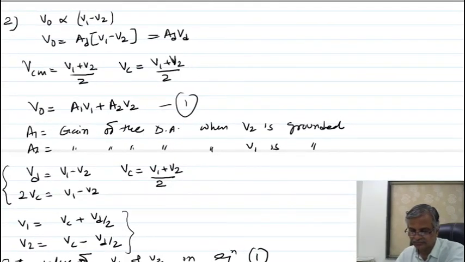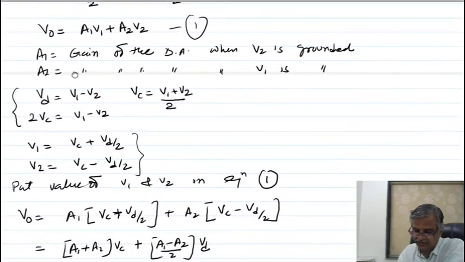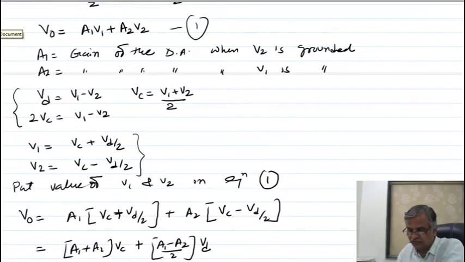Now, what is Vd? V1 minus V2. What is Vc? V1 plus V2 by 2. Solving these two, you get the equations for V1 and V2. Put these values of V1 and V2 in this equation. I am putting this in the equation, so I am getting another equation. Which equation am I getting? This.